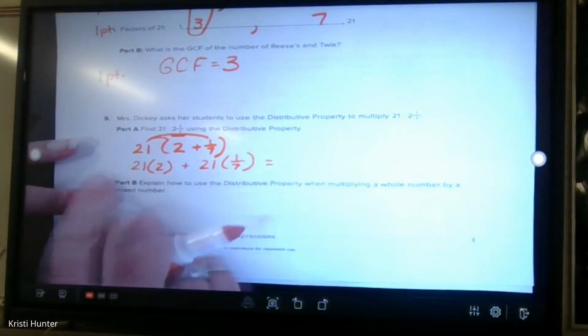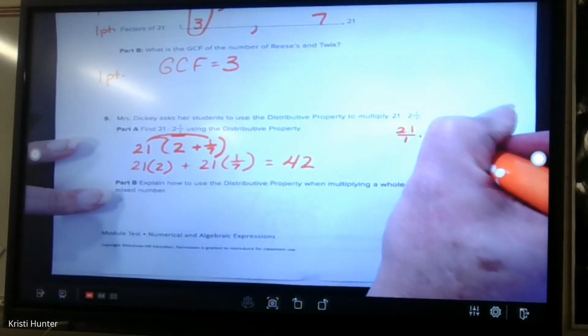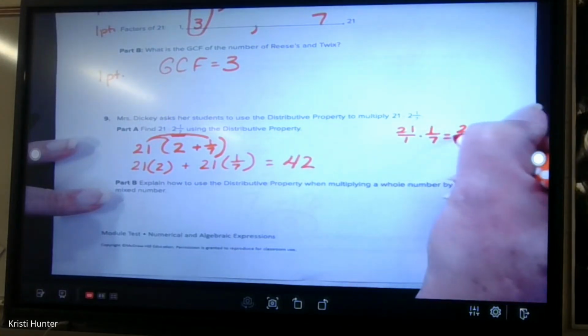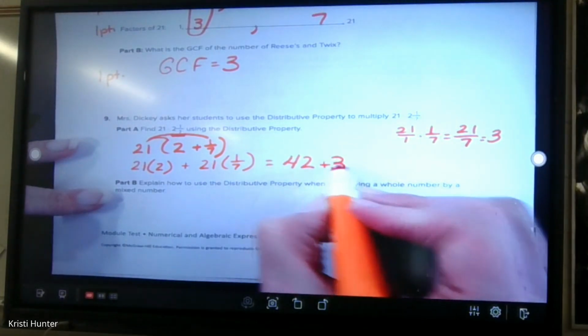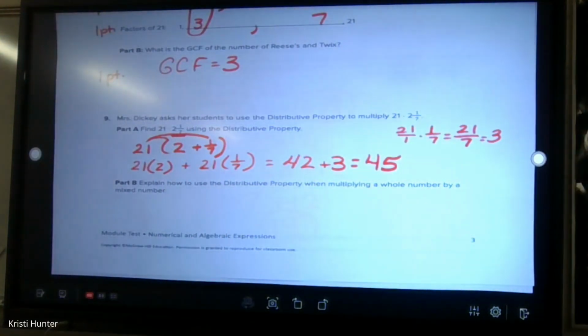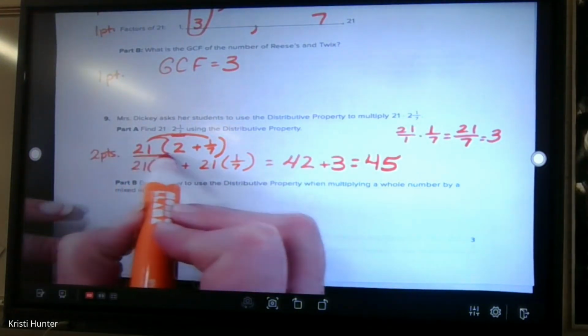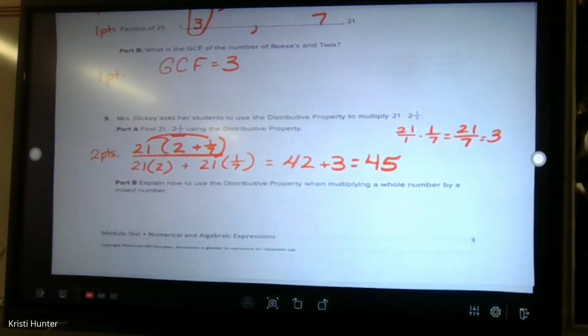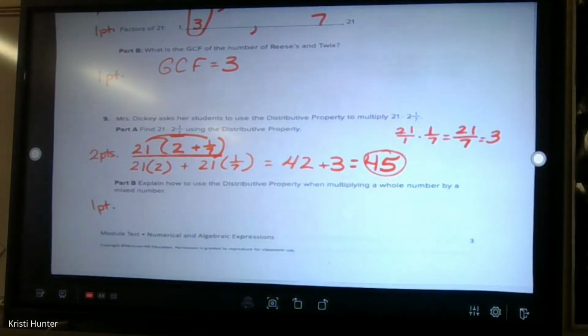So when I look at this, I know 21 times 2 is 42. You may have to multiply this one out to the side if you can't do that in your head. And you're going to get 21 over 7. 21 divided by 7 is 3. So I have 42 plus 3, and I'm going to get an answer of 45. So this is going to be my 2 points right here. First of all, that I knew that I could break that apart, and then I could get to an answer I could solve once I got it broken apart. Part B is 1 point. So this is a 3-point problem also on number 9.